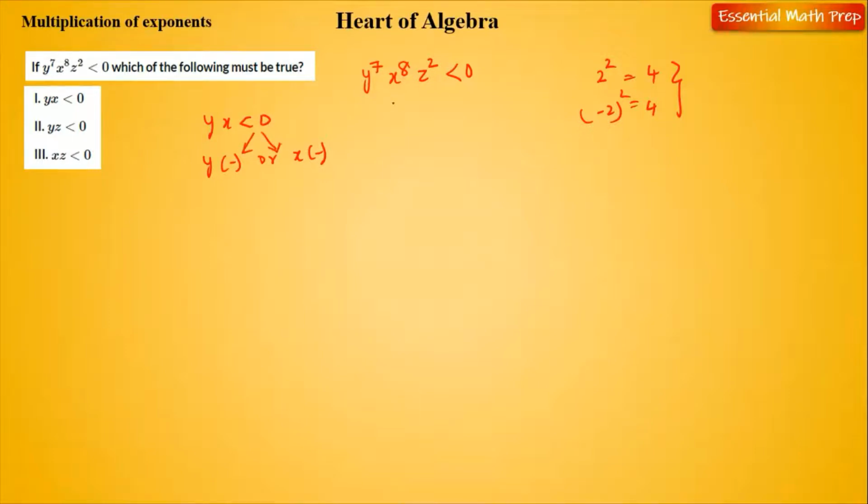If x were to be negative, then y is positive, so this whole thing cannot be less than 0. So this is out of the question straight away.